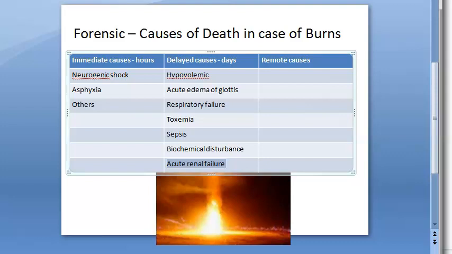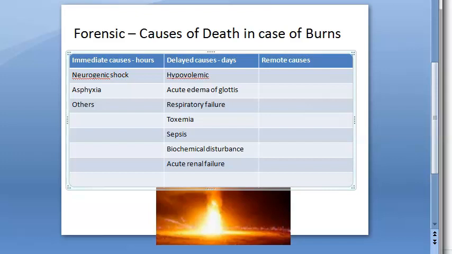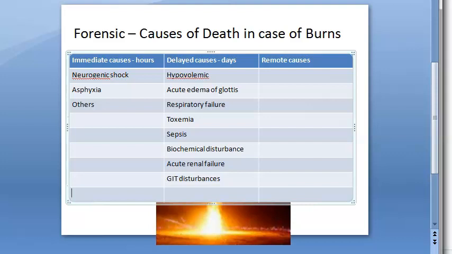The next one is gastrointestinal disturbances. So GIT disturbances: acute peptic ulceration, dilatation of stomach, hemorrhage into intestine. Last one is infective complications. We have already seen sepsis, but anyway, again they have written infective complications. Basically infective complications means bronchitis, bronchopneumonia, enteritis.